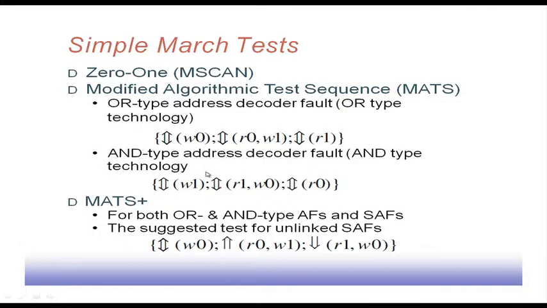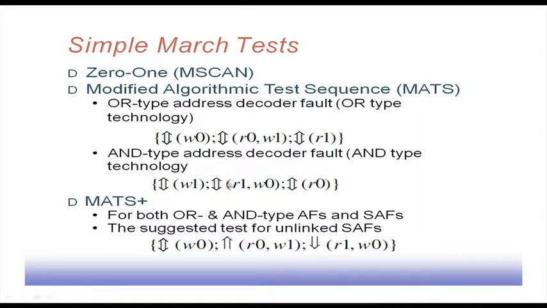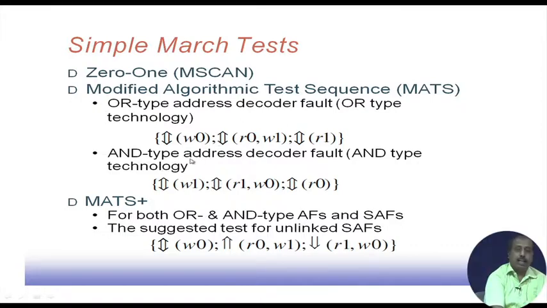Similarly, AND type technology means the content of the two selected cells will be ANDed to know the final output. For that situation, this particular sequence will do the job. It is R1, so first we write all 1, then read 1 and write 0. It will modify the second cell also to 0 when we do write 0 on the first cell. It will also modify the other selected cell as well, so that will also become 0. So this read 1 will fail in that case. So we see that for OR type and AND type, this Matz algorithm can detect the address faults.